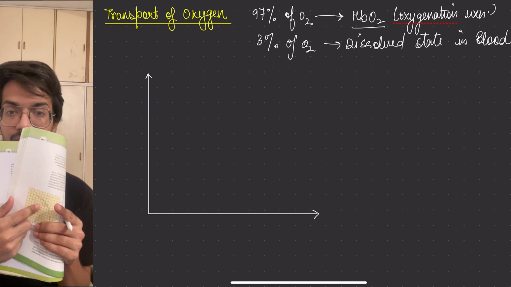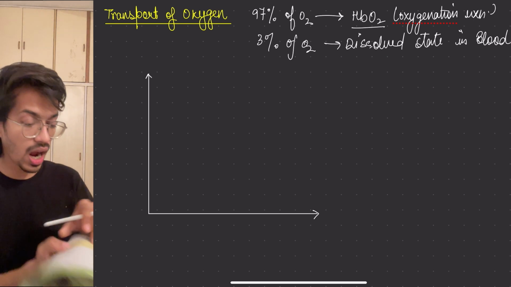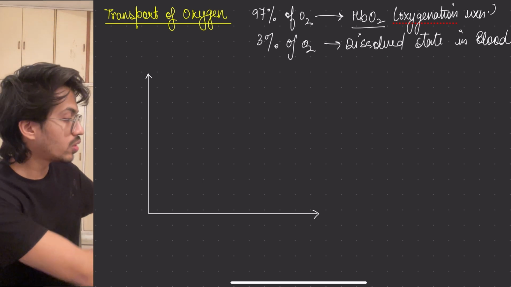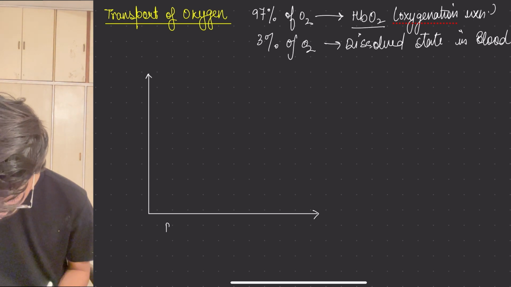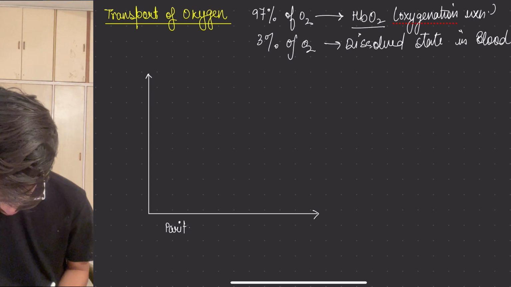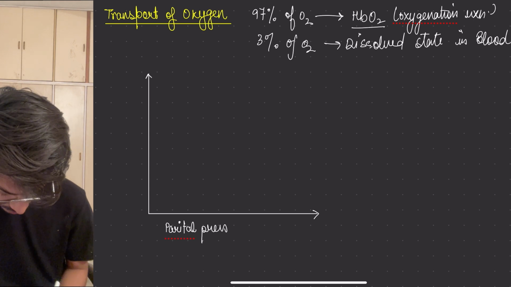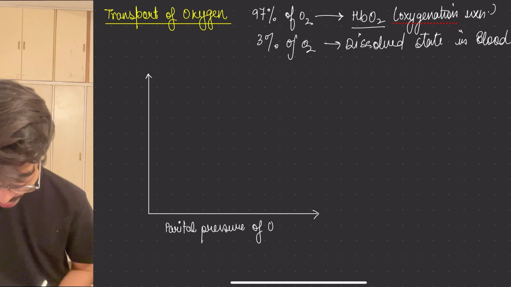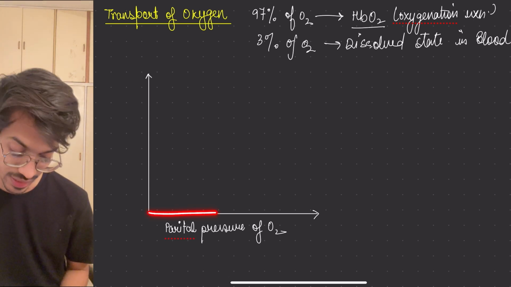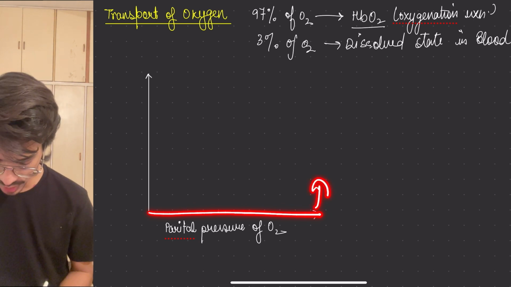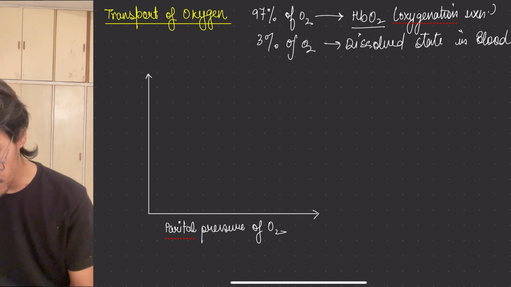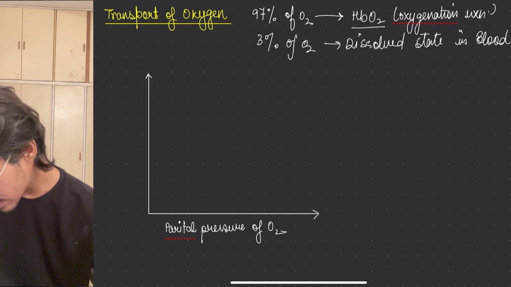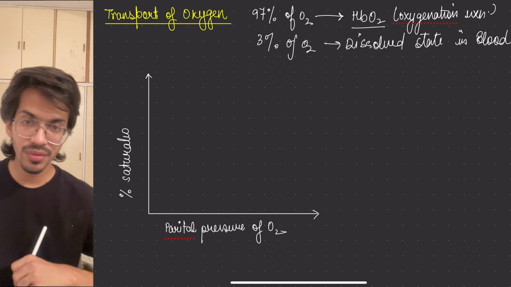So this diagram we are trying to understand better. First component would be partial pressure, that is partial pressure of oxygen. From this point to this point, partial pressure is increasing. It will be 0, 1, 2, 3, 4, something like this, keep on increasing. Whereas on this axis, it will be percentage saturation, meaning how much bonding is being done with the hemoglobin.